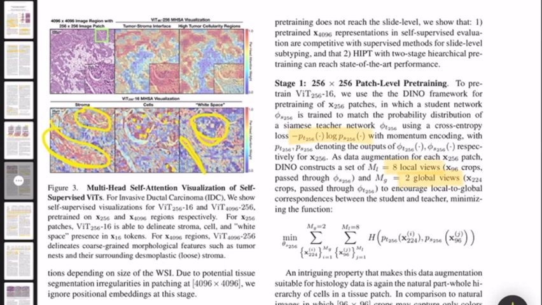White spaces can be a lumen, which is an empty structure inside the body, or it can be fat. Fat regions also appear white on histopathology slides, or it can also be air pockets. All of these can be delineated in this figure.